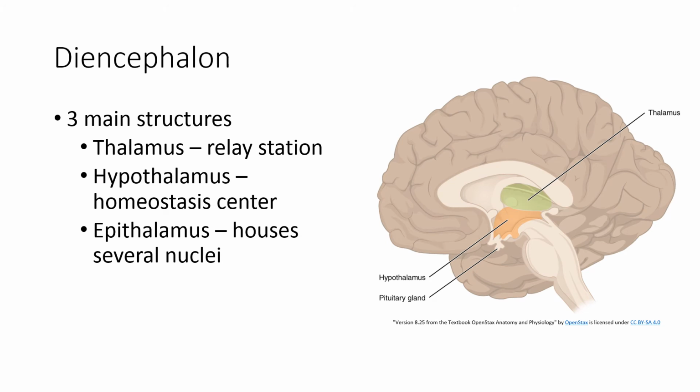The diencephalon is composed of 3 main structures. You have the thalamus, located in green here, which is a relay station. You have the hypothalamus, which is in orange, which has major roles in homeostasis. And then you have the epithalamus, which is kind of covering the whole thing. The epithalamus houses several nuclei.